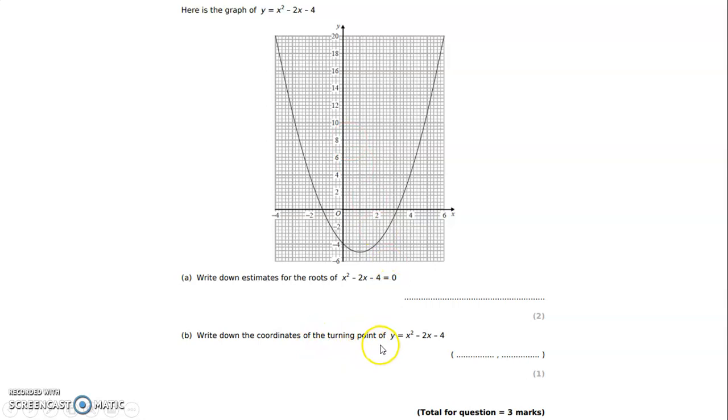So now the coordinates of the turning point. So that is not sitting on the y-axis because this is not symmetrical about the y-axis. This point right here is the turning point, and you can see if you read up that that is where x is 1. And if we read across here, that looks to me like it is negative 5 because it's sitting halfway between this, which is negative 4.9, and this, which is negative 5.1. So we're being asked to give it as a coordinate, so that would be 1 and negative 5.